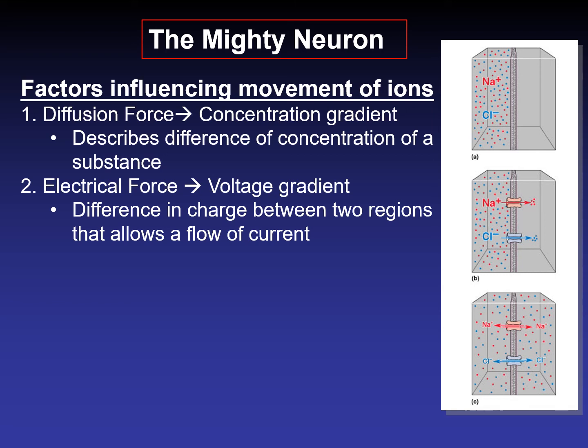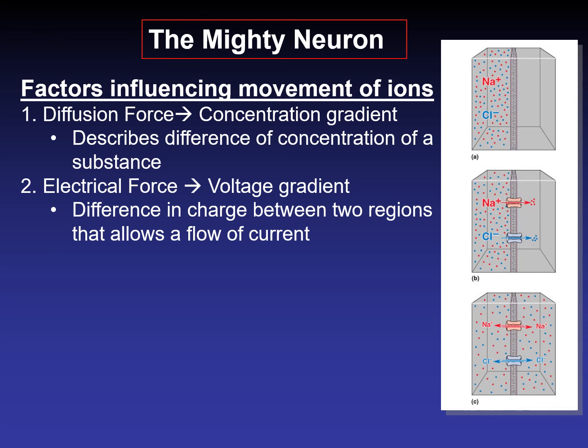So in the second part of this image, B, we see sodium and chloride channels that are open, and we can see sodium is diffusing from the outside of the cell to the inside of the cell, as is chloride diffusing from the outside of the cell to the inside of the cell. And with just the diffusion force alone, we see in part C of the image that there will be equal amounts of sodium on the inside and the outside of the cell, and equal amounts of chloride on the inside and the outside of the cell.